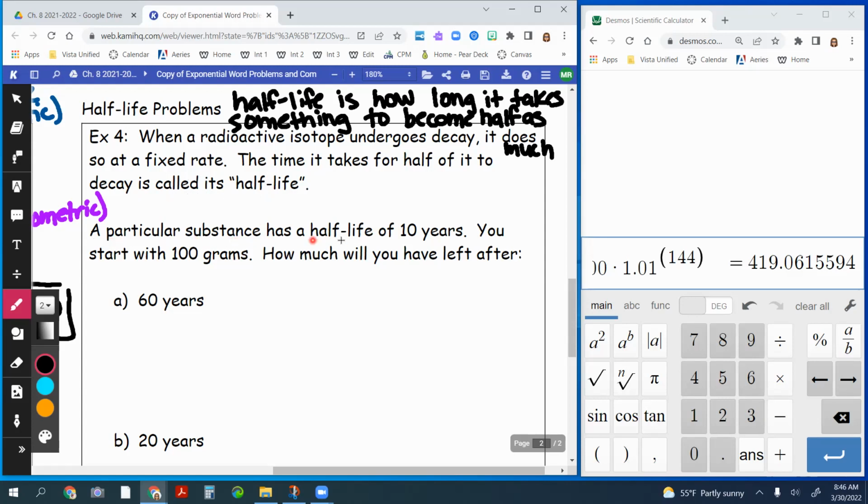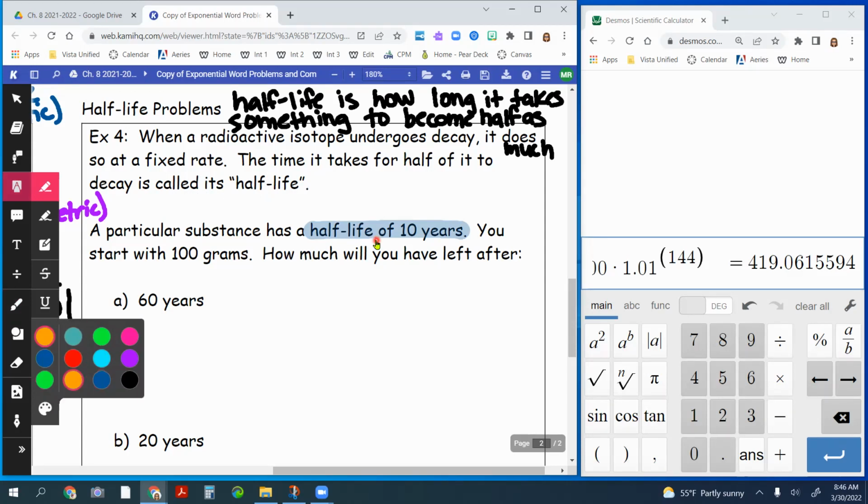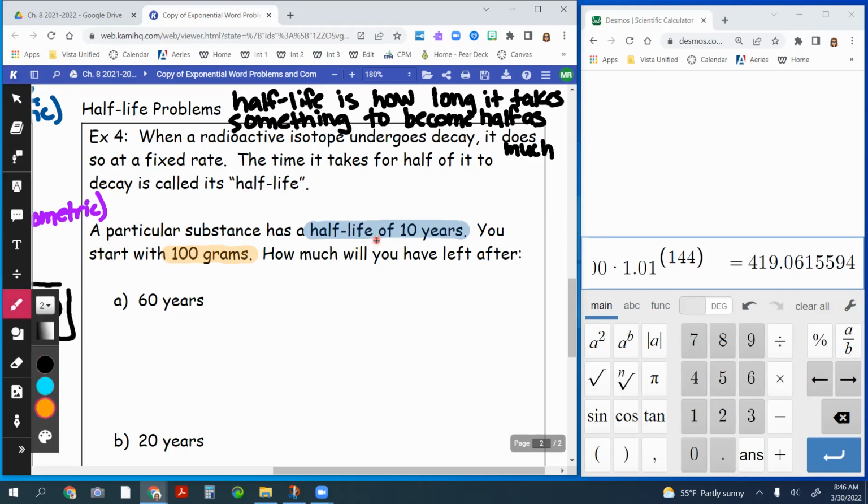So a particular substance has a half-life of 10 years. This is just this problem. Not all substances have a half-life of 10 years. So this one has a half-life of 10 years. You start with 100 grams. You have how much left after 60 years? So we're going to be starting with 100. And think about how many half-lives you've had. So if it's every 10 years, that means you've had 6 half-lives.